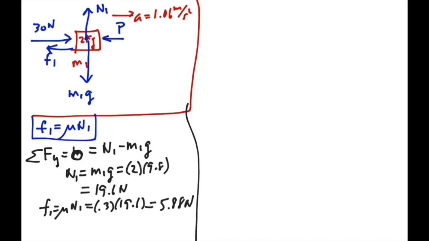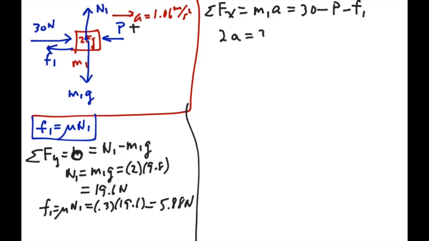Okay, if we look at the summation of the forces in the x direction, that should equal our mass times acceleration, m1a, and that should equal the net force in the direction of acceleration. So the acceleration is our positive direction. We've got the 30 Newton force going to the right, we've got a P force going to the left, so minus P, and we've got a frictional force going to the left, so we're going to have a minus F1. So we have that 2 times a is equal to 30 minus P minus our frictional force, which was 5.88.